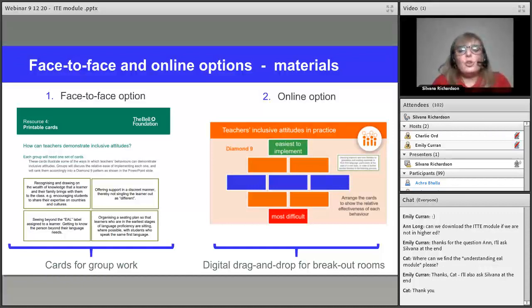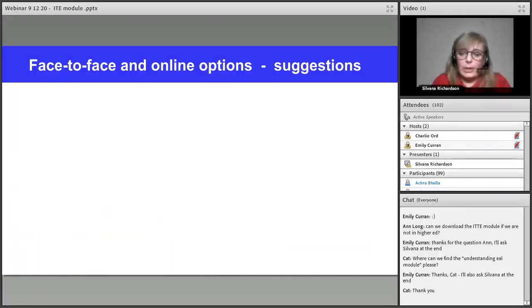So trainees have got to look at cards, and they've got to decide which they feel are easiest to implement in their settings or most difficult. In the face-to-face option, these are cards that ITE providers need to print out, cut up, if you want laminate, put in envelopes, and give a set to each group, and then participants work in groups. In the online option, it's exactly the same cards, but we have provided PowerPoint presentations so that the ITE trainees can go into different breakout rooms, and they can digitally drag and drop the cards as part of their discussion in the breakout rooms.